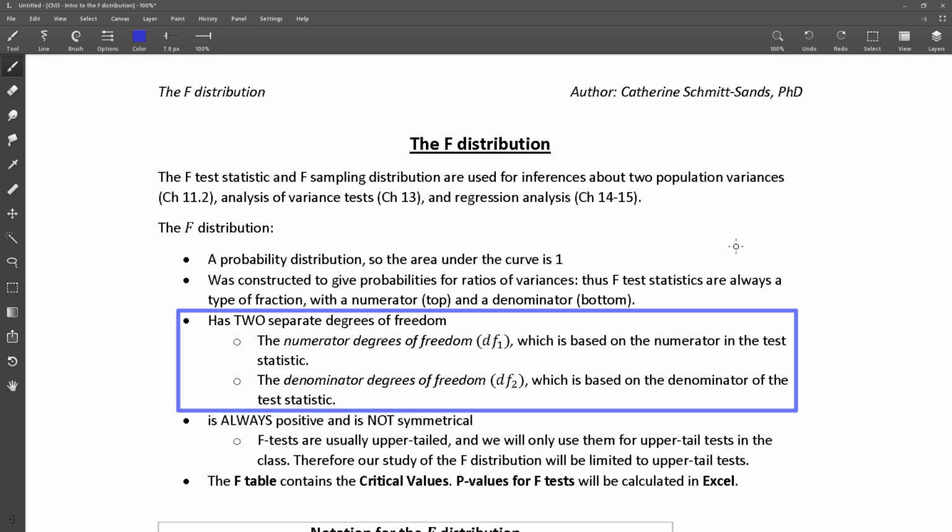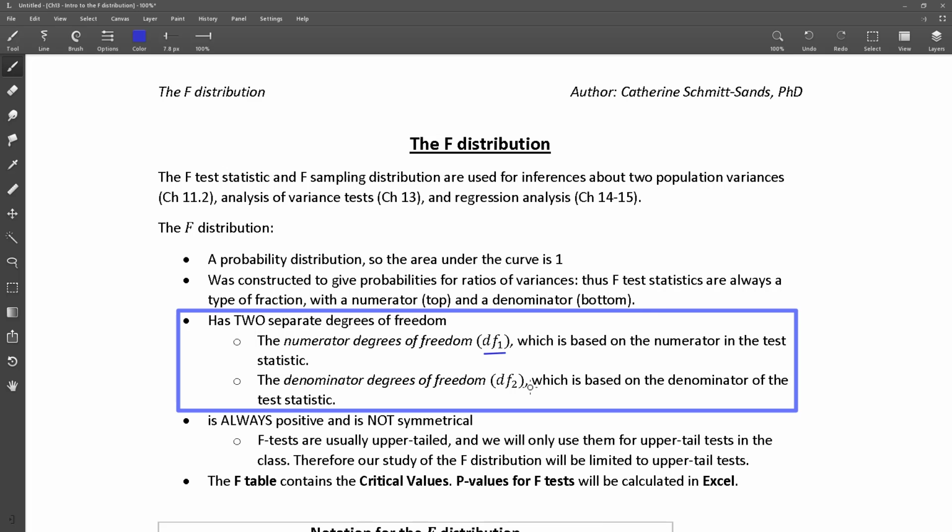The numerator degrees of freedom is called DF1. It's called that because it's based on the numerator in the test statistic. So the test statistic always is a ratio, it has a top and a bottom. And this numerator degrees of freedom calculation is always associated with the top of the test statistic in some way.